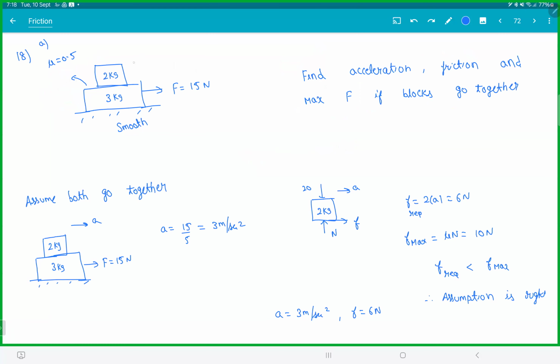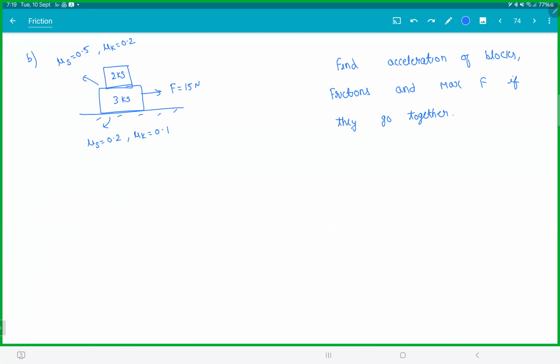One, they can go together, or they can slip and move. Is there any other possibility? There are only two possibilities. Either you both go together or you both slip and go. But now in this problem, what are the possibilities? Number one, you can be at rest. Number two, you can go together. Number three, you can move and you can slip. There are three possibilities that can happen here. So that is how you start.